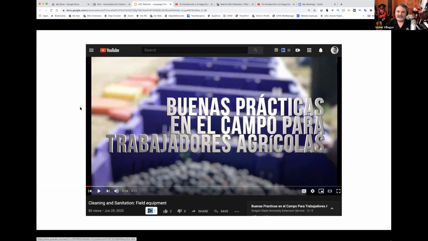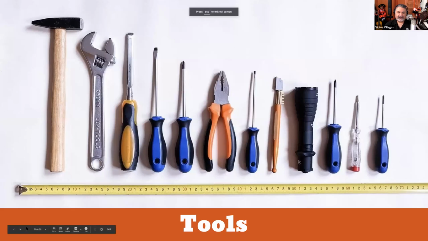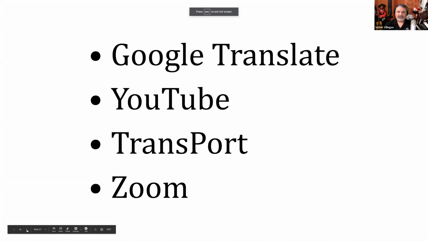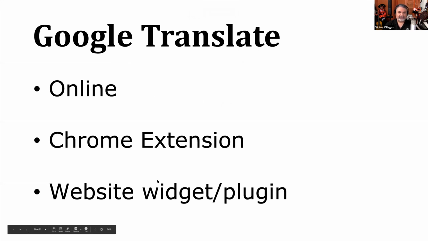All right, we still seeing my presentation here. Next slide. So tools. I'm just going to be showing you Google Translate, YouTube Transport, which is a service that we use here at Oregon State, and Zoom. And let's go quickly because we're running out of time.